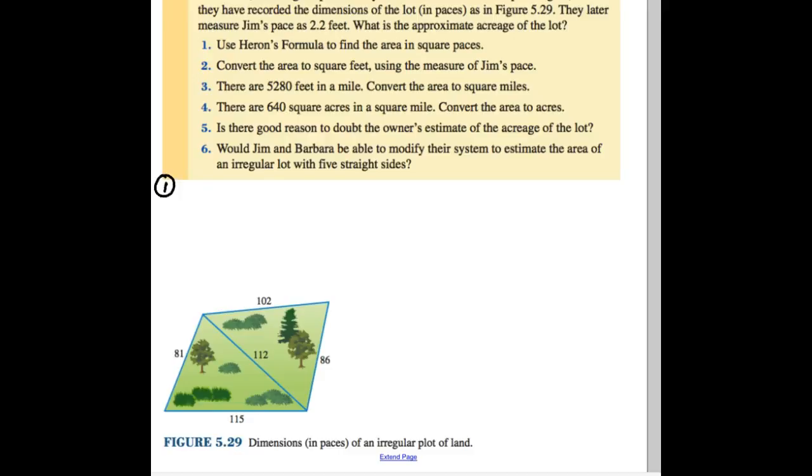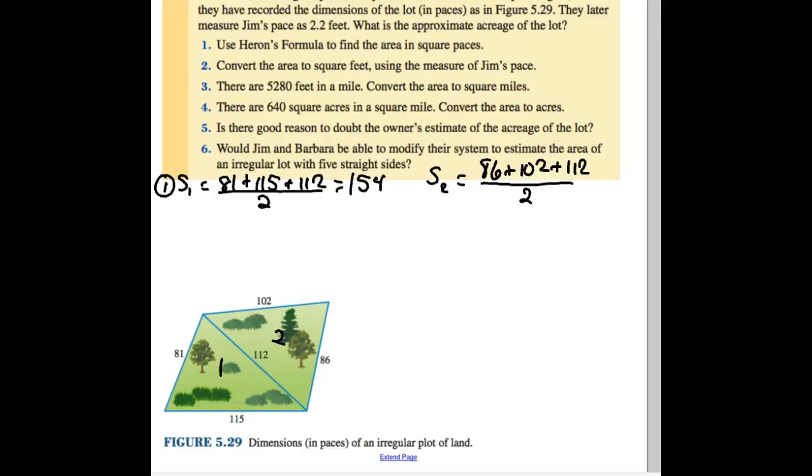All right, so step one. We need the semi-perimeter. I'll call this section 1 and this section 2. So the semi-perimeter for 1 is going to be 81 plus 115 plus 112 divided by 2, and that ends up being 154. For section 2, the semi-perimeter is 86 plus 102 plus 112 divided by 2, and that ends up being 150. All right, so we have the two semi-perimeters.